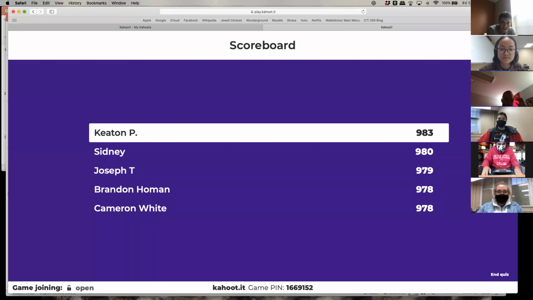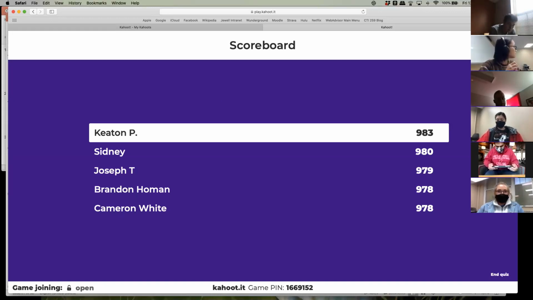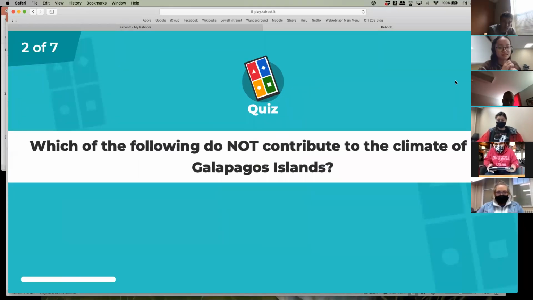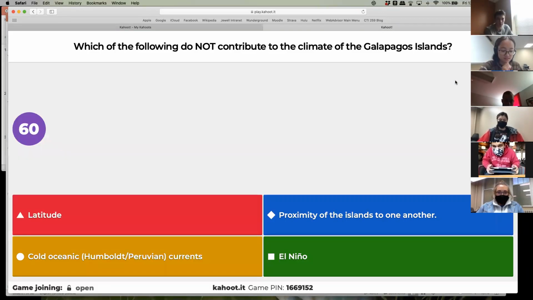So this is going to keep track of people. Let me just remind you that the way the game works, it balances speed and being right. And so the two of those things actually affect what one's score is. Just so you know how the game works. Which of the following do not contribute to the climate of the Galapagos Islands? Do not contribute.